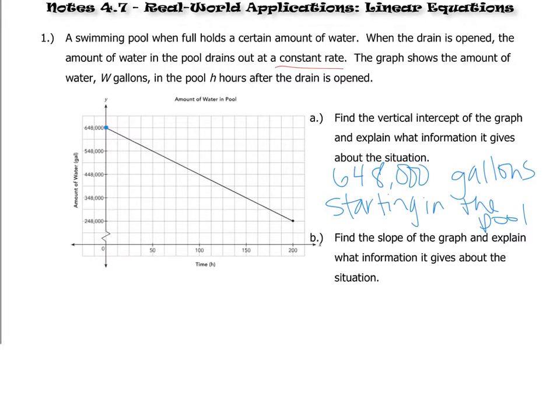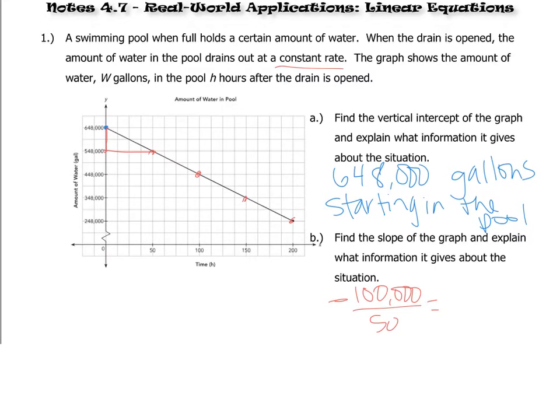Then we talk about the constant rate, the slope. It's negative because it's going down at a constant rate. You'll notice that it crosses a coordinate point here, here, and again, the last one. So it's going down at a constant rate every single time. It looks like it's going down about 100,000 every 50 hours. But we want to know how many gallons it goes down per hour.